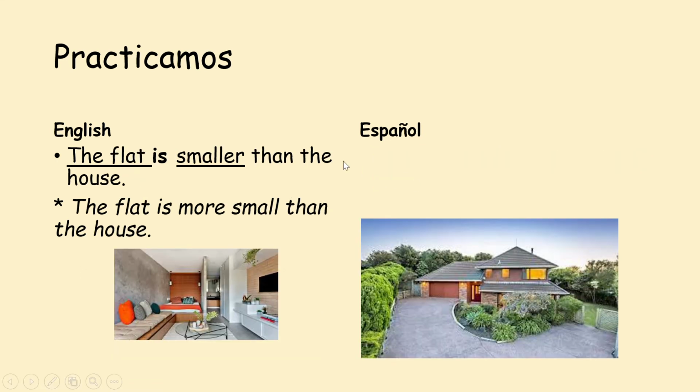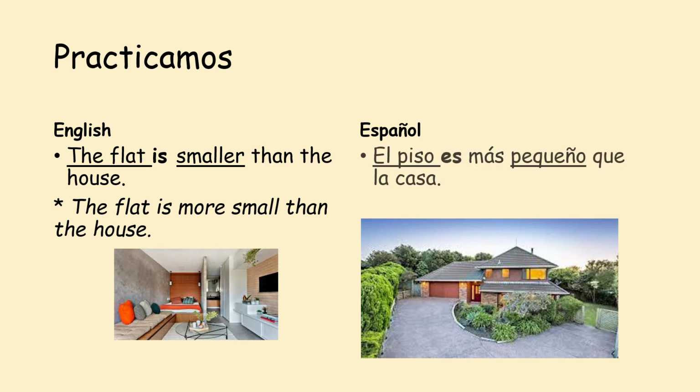So translate this sentence into Spanish. So this is the natural English way. This is the more literal way to help you into Spanish. Pause the video and play for the answer. The answer is, el piso es más pequeño que la casa. Pequeño and piso, masculine singular. The verb is es. And because we're saying more small, it's going to be más que.